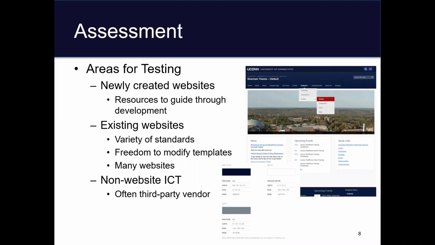So the task of testing existing websites can be a lot more daunting. Existing websites were developed under a variety of standards, and there was and is a lot of freedom to modify templates. This, coupled with the sheer number of websites, makes accessibility assessment overwhelming and necessitates prioritization.